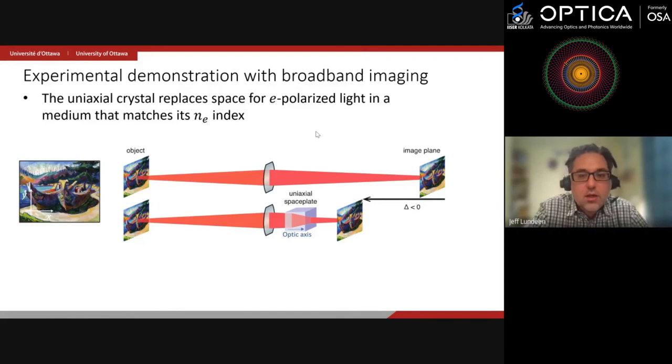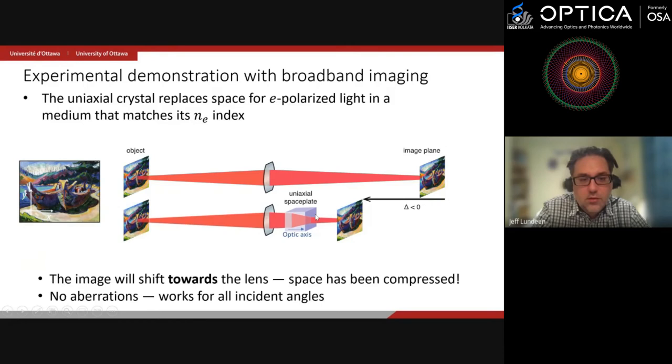So what we wanted to do is actually demonstrate that this concept of a space plate works at all. We wanted to set up an imaging system and put in this uniaxial crystal with its optic axis along the direction you want to compress space, and show that it moves the image plane closer to our lens. And also hopefully show that it doesn't introduce any aberrations, just like free space wouldn't add any aberrations. So we took this print and did this, and we took a camera and scanned it. We moved it out from the lens.